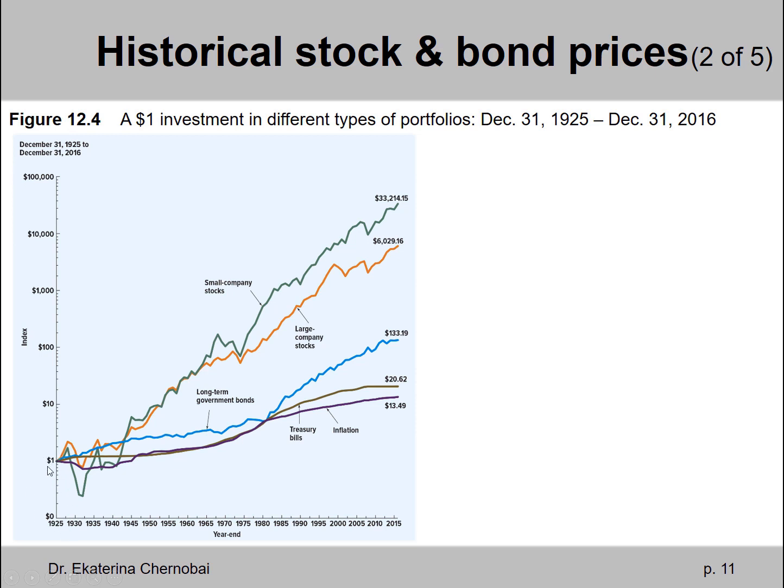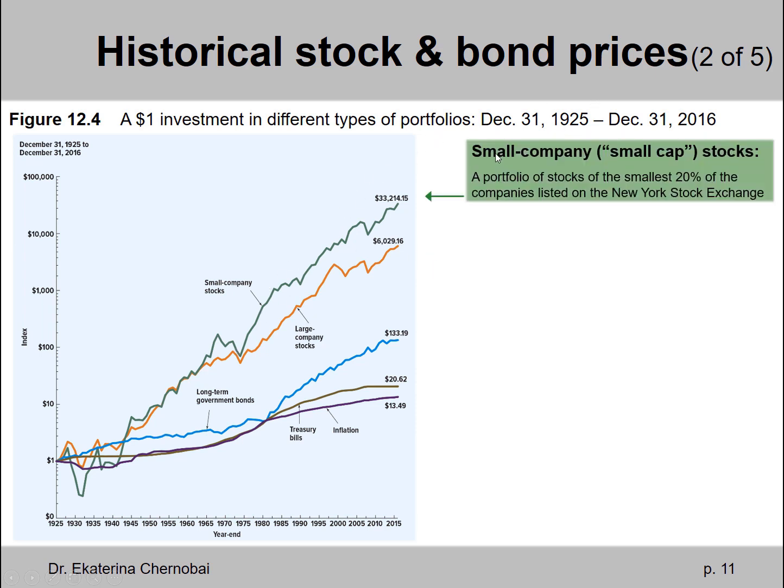So imagine you had a great-great-grandfather, and he had a few friends, and they all decided to invest the same amount of money, but into different things. Let's say your great-great-grandfather invested $1 into small company stocks. So this is the green line on this figure. What are small company stocks? They're also known as small cap stocks.